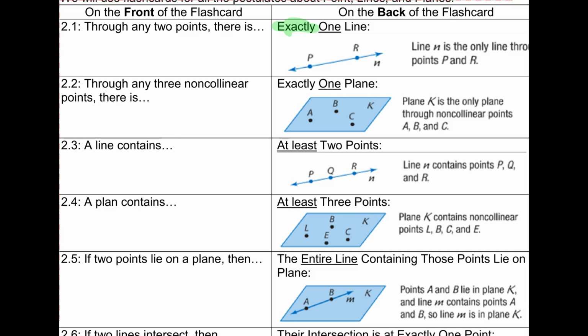That'd be great. Through any 3 non-collinear points, there is exactly one plane. If I give you 3 points that are not together on a line, they're on a plane, there's only one plane that will contain all of them.